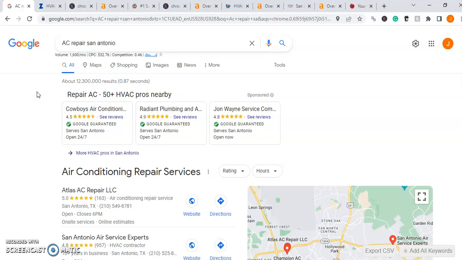Now, this is a lot of searches. However, you got to think of things in the grander scheme. There's definitely more searches out there, such as AC installation, or maybe AC repair near me. So there's definitely a lot more searches out there. But for this video and for the sake of time, we're just going to focus on this one search term. But let's show you how you could turn those 1,600 searches every single month into monthly revenue.